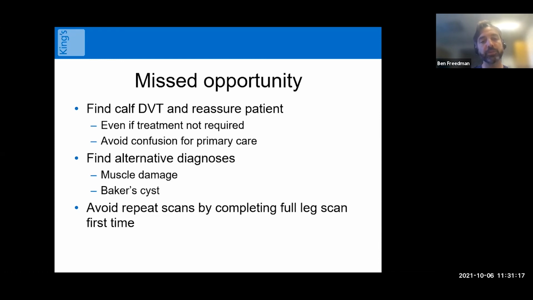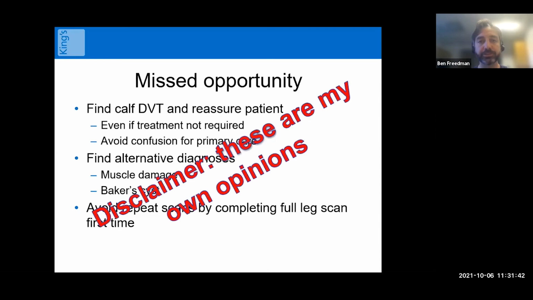It also misses the opportunity to find the alternative diagnosis, muscle damage, Baker's cyst, or the other things that can go on in a patient's calf. And we can avoid having to bring the patient back for those repeat scans that I mentioned earlier. If we scan the whole leg on the first time, and we get good clear pictures, we can confidently rule out the DVT on day one and not have to keep bringing these patients back for repeat scans.